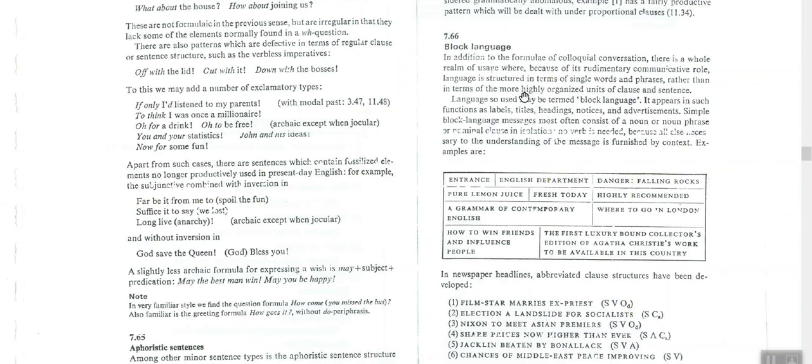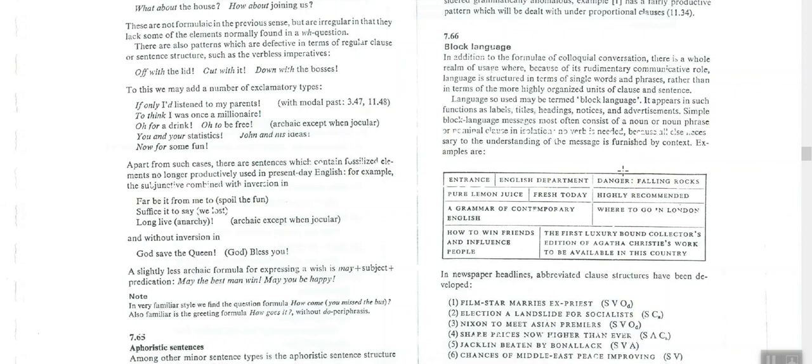When we use, for example, single words or phrases instead of using long, highly organized units of clause or sentences. We can add to the definition. For example, it appears in such functions like labels, titles, headings, notices, and advertisements. Simple block language messages must often consist of a noun or noun phrase, or nominal clause in isolation. No verb is needed because all else necessary to the understanding of the message is furnished by context.